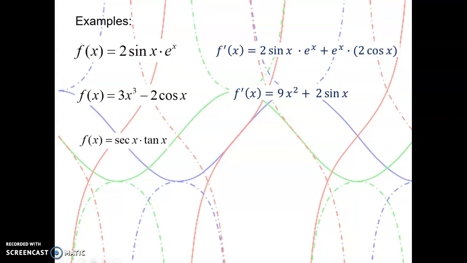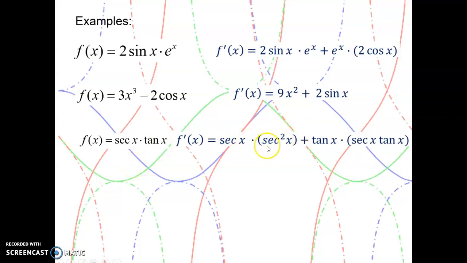What about this one? This one is taking the derivative of secant times tangent. So here I'm asking again for the product rule because I have a function multiplied by a function. Doing that, we get the first function, don't do anything to it, times the derivative of the second, which is secant squared, plus the second function, tangent of x, times the derivative of the first, derivative of secant x is equal to secant of x, tangent of x.